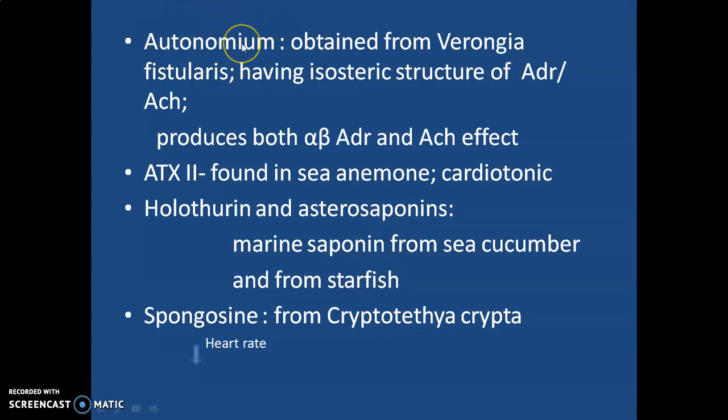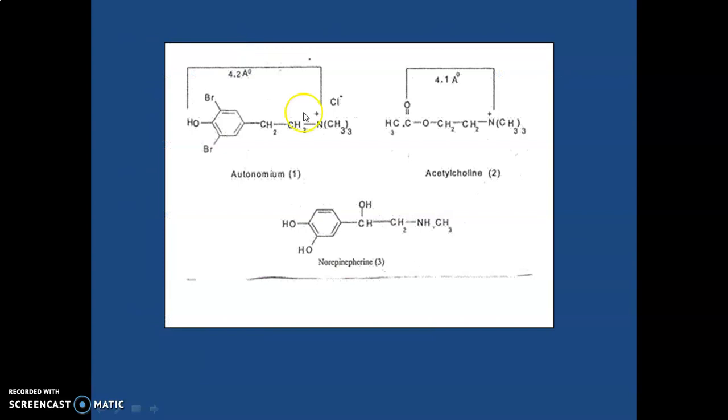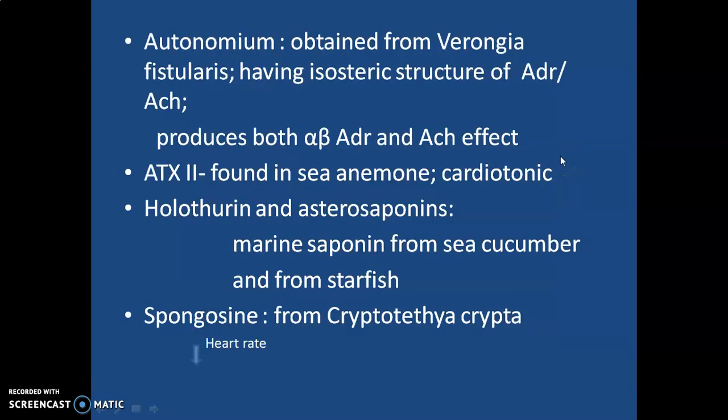Next, another beautiful compound is autonomium. Here you can see the structure of autonomium, and you can find the structural similarity with acetylcholine and norepinephrine. You can find this similarity: norepinephrine, and this portion is for acetylcholine. So we call it an isosteric structure. Autonomium is obtained from Verongia fistularis, having an isosteric structure, that means a structure similar to adrenaline and acetylcholine. So it produces both alpha beta adrenergic and acetylcholine effects on the heart. It balances the effect of adrenaline and acetylcholine in the heart and ultimately regularizes the function of the heart.